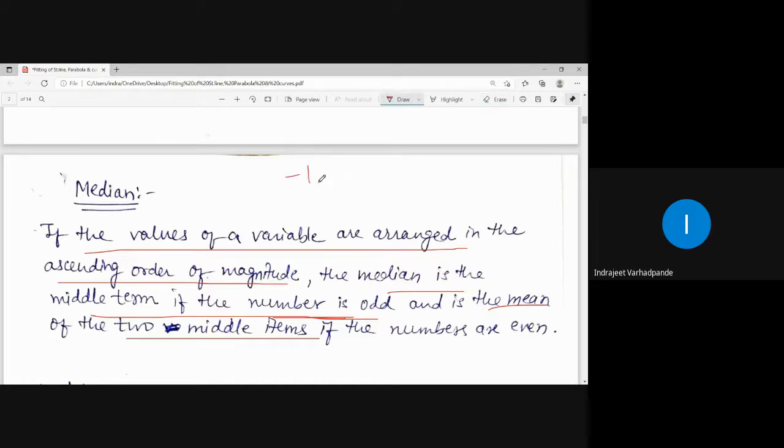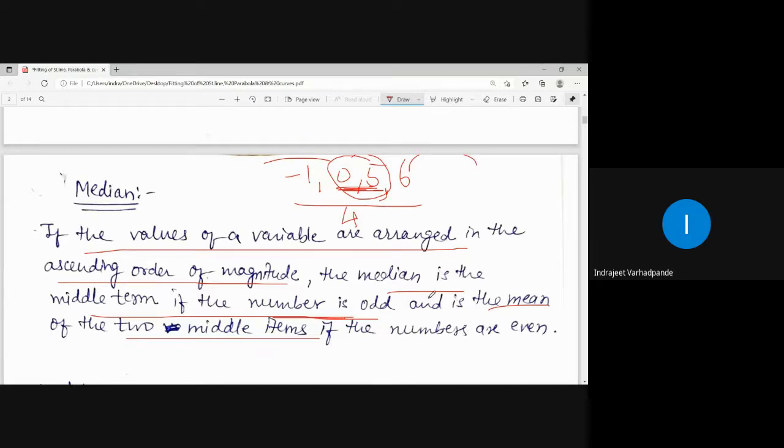Suppose the observations are -1, 0, 5, 6. The total number of observations, if you count them, is 4. In such cases, we have to take the mean of these two middle terms, and that is called the median. On the left of this mean, there will be an equal number of observations, and on the right there will be an equal number of observations.